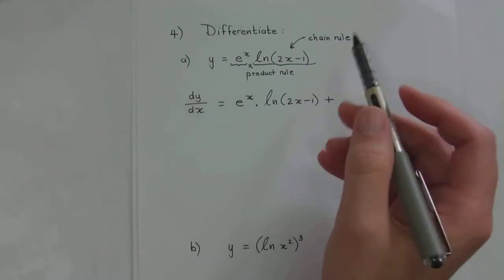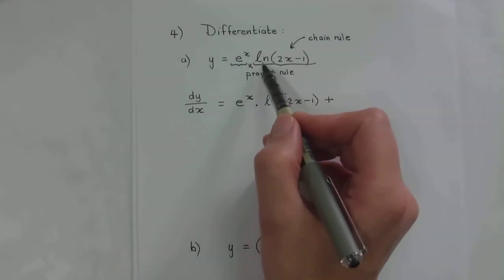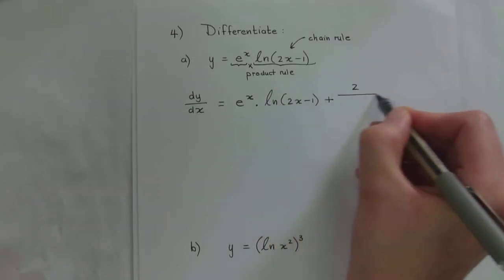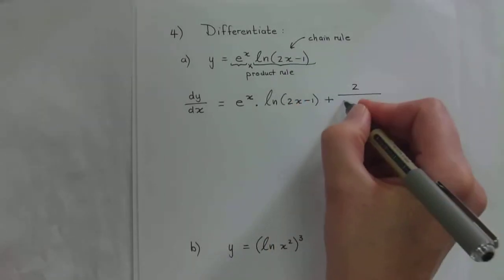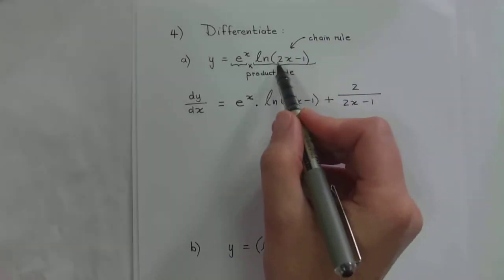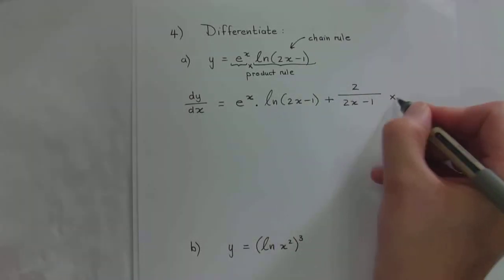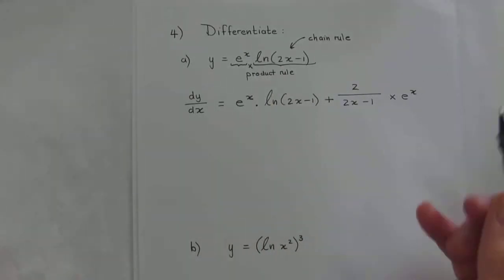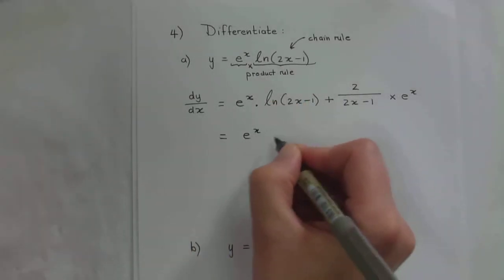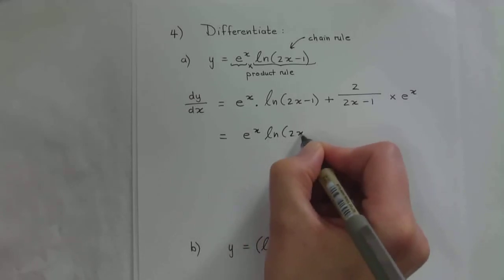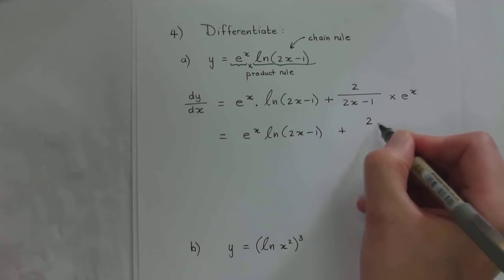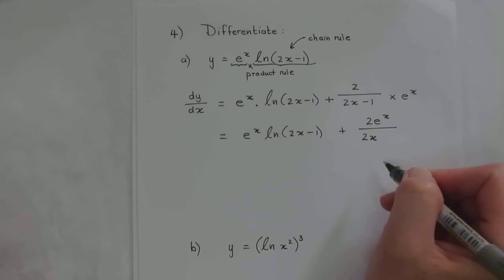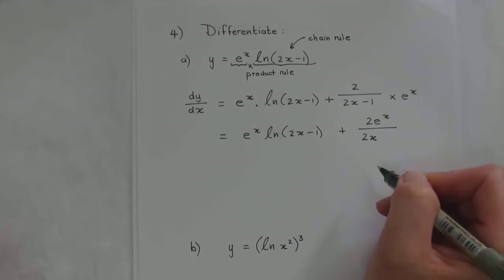Plus, now comes the tricky part, because now I have to multiply the derivative of that function, where I use the chain rule with that deduction that I showed you, 2, which is the derivative of 2x minus 1, over 2x minus 1. That's the derivative of that function, multiplied by e to the power of x, which is not the derivative, just the function itself. So I'm going to clean it up: e to the power of x times the ln of 2x minus 1 plus 2e to the power of x over 2x minus 1. And according to the textbook, that is 100% correct.